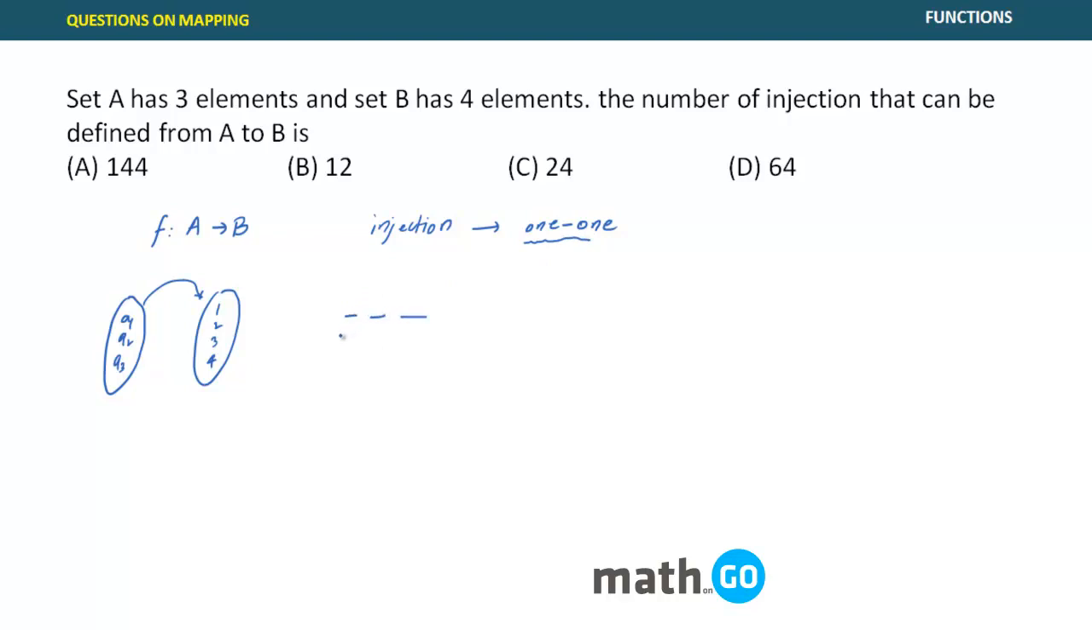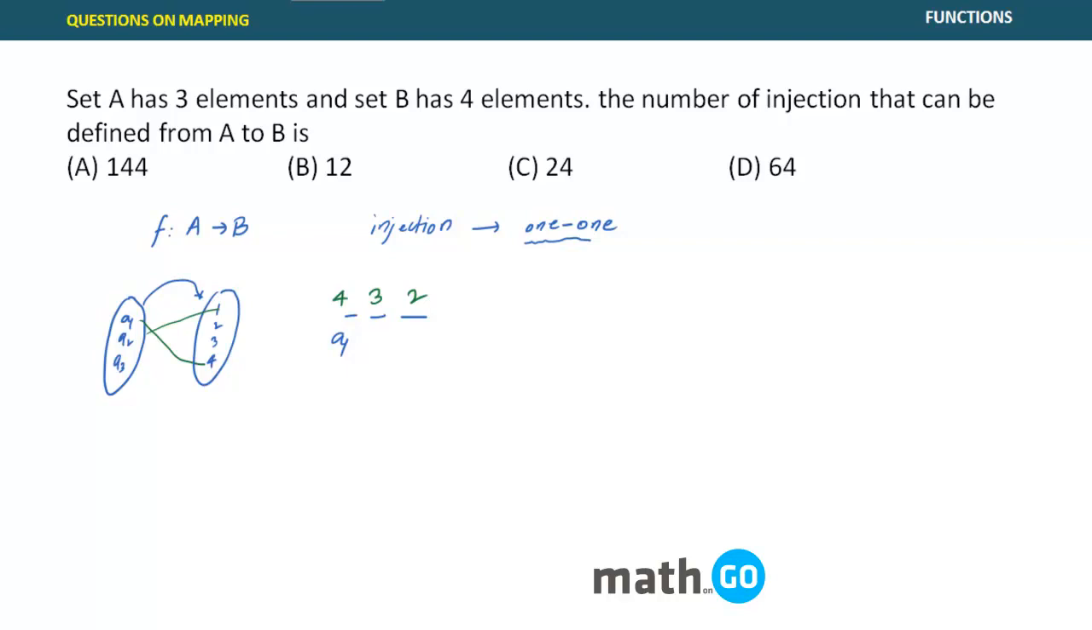So let's say, how many options are there for A1? Let's start from A1. A1 has all the 4 options, so it can have 4 kinds of images, right? Let's say I mapped A1 with 4 here. Now tell me how many options are there for A2. Now A2 has 3 options, because it cannot have 4, otherwise it will not be 1-1. So let's say I map A2 with 1. Now how many options are there for A3? Yes, now A3 only has 2 options.